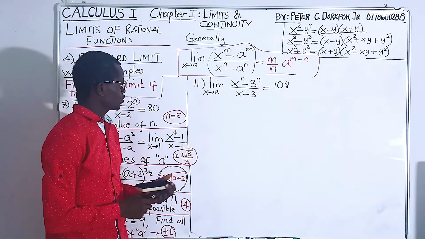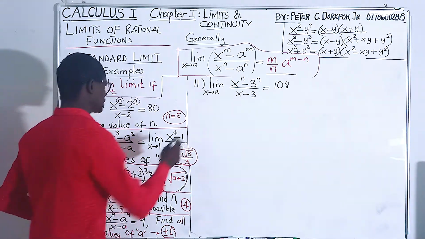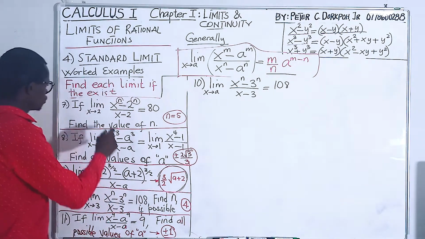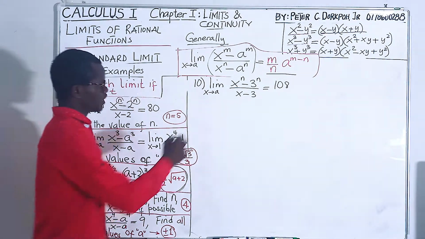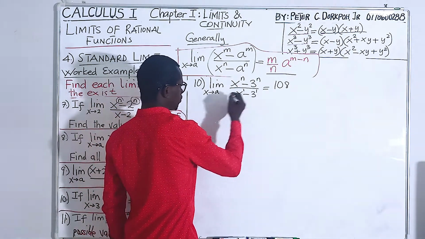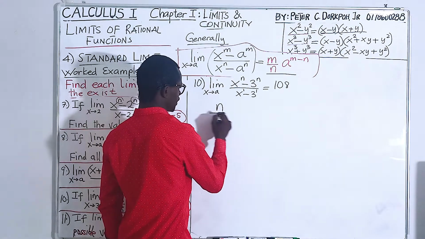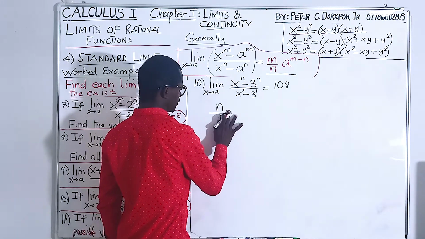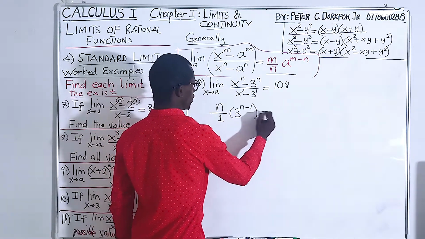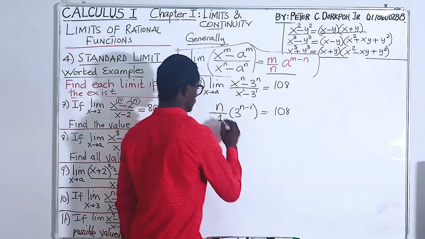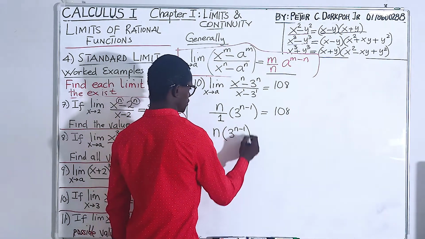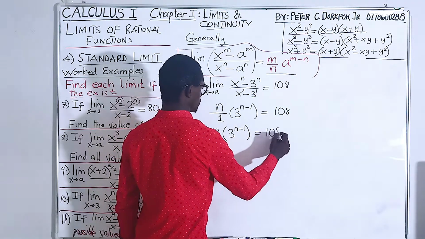Now let's solve question 11. Not question 11, but question 10. So question 10 is similar to question 7, to find the value of n. So we do the same thing. The power down here, remember, is 1. So we say the power of the numerator divided by the power of the denominator times 3 raised to the power n minus 1 all equals 108. So this is now n times 3 raised to the power n minus 1 all equals 108.